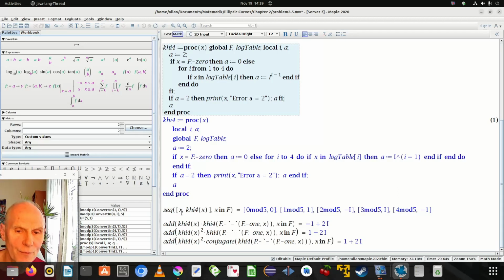And then I just check that it's correct. Naught is mapped to naught, unity to 1, and the generator, 3 modulo 5, is mapped to the imaginary unit, 4 to minus 1, 2 to... That's the opposite of what I did on the other page.